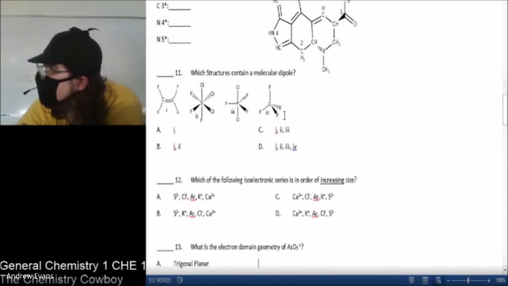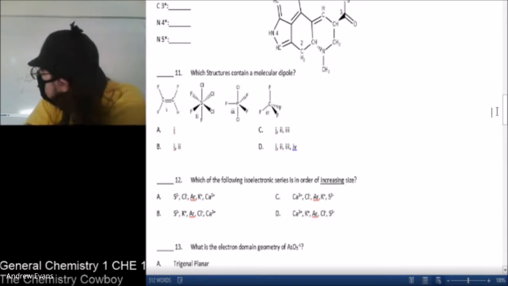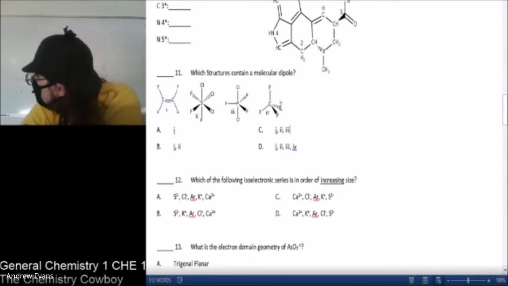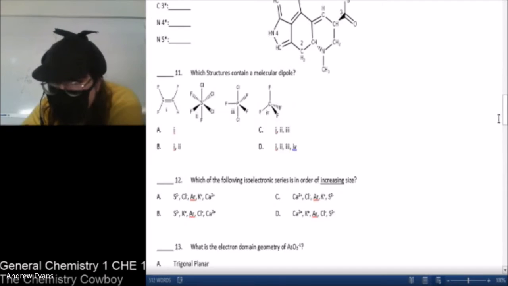So look at your lab stuff. If you get your lab stuff in to me, I can grade it, and you can kind of see what we should be doing. But with that guy, the electronic geometry and the molecular geometry are the same, and all the atoms are the same. So by definition, it is going to be nonpolar.